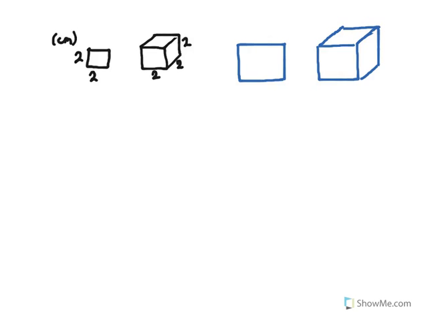Here we're going to investigate what happens with the area. If we look at the little square here on the left-hand side, we have a square that's 2 centimeters by 2 centimeters. We know that area is length times breadth, which is 2 centimeters by 2 centimeters, giving us 4 centimeters squared.